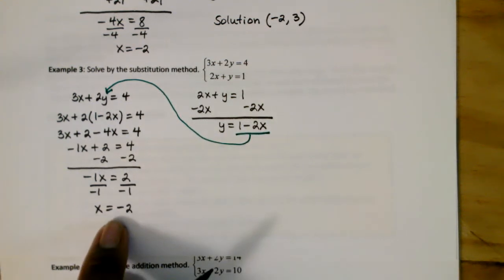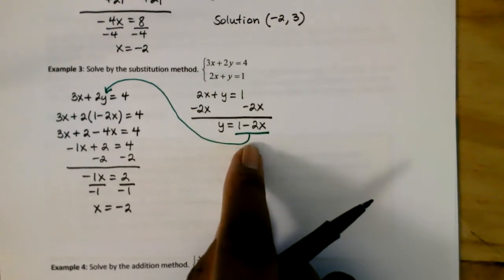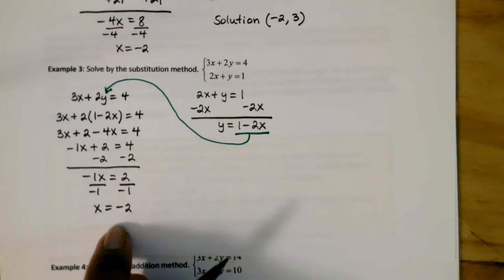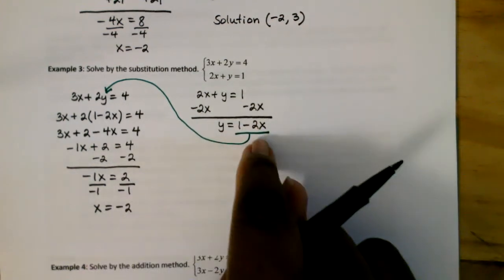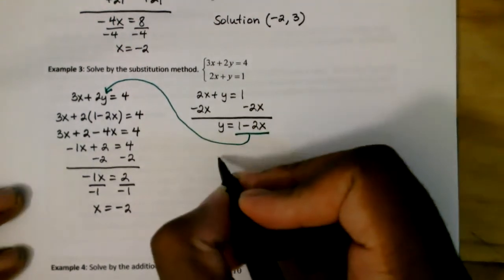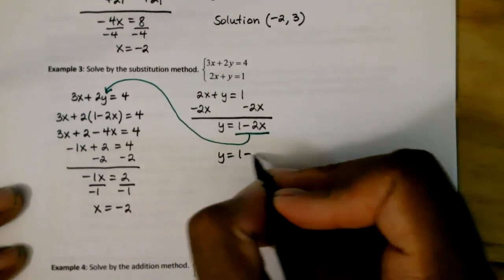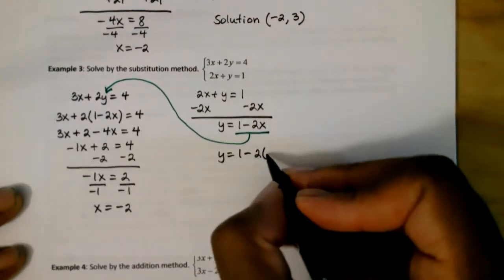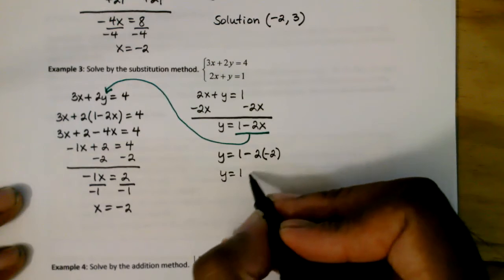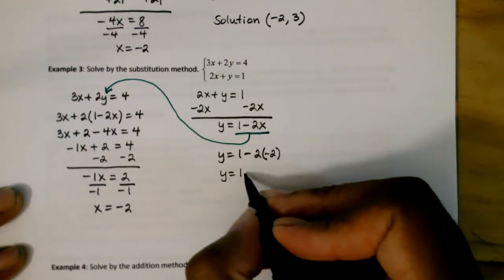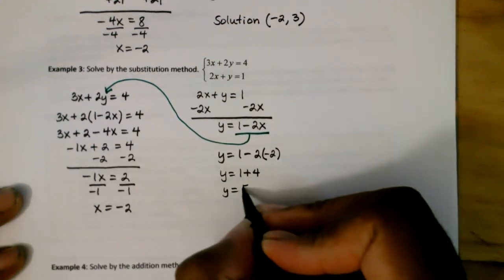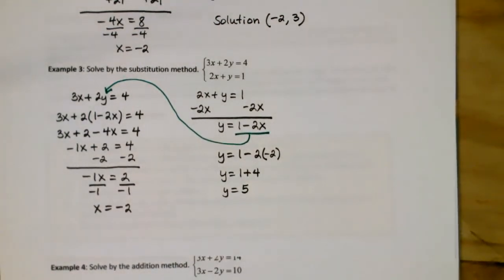Now, I only solved for x. I need to find out what y is. Well, y is equal to 1 minus 2x. And I know x is -2, so what I'll do here is substitute this x in the y equals 1 minus 2x with -2. So here's what I'm going to have. Y is equal to 1 minus 2 times, replace the x with -2. So y is equal to 1, and then minus 2 times -2 will be a plus 4. And then 1 plus 4 ends up being 5. So in this case, y is equal to 5.